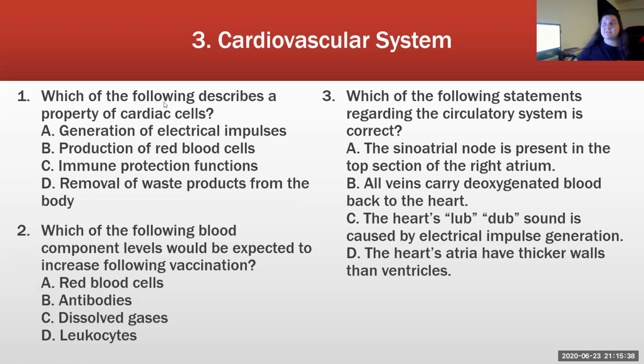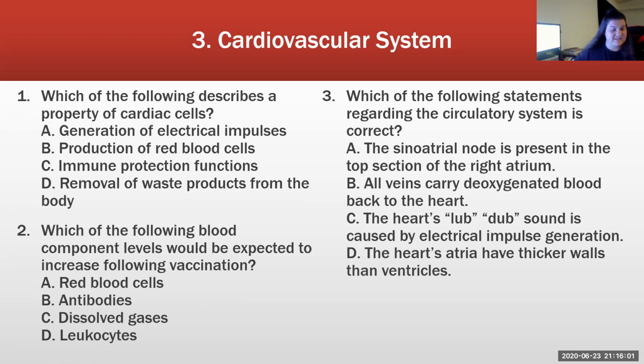Which of the following describes a property of cardiac cells? A, generation of electrical impulses. B, production of red blood cells. C, immune protection functions. D, removal of waste products from the body. So again, I'm just gonna give you the answers and I'm gonna tell you why. So option A is correct.